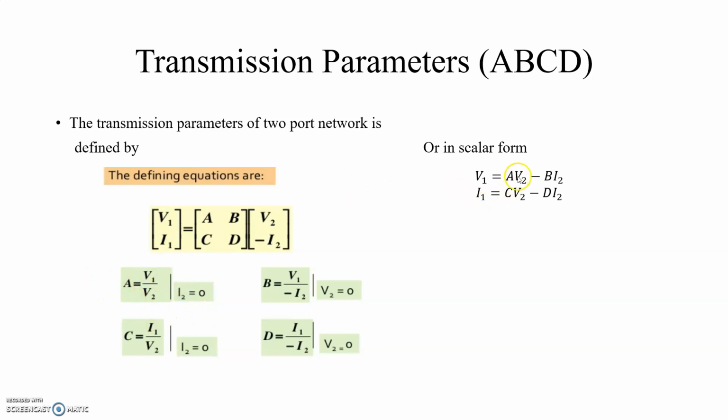Similarly, put V2 equal to 0 in these equations, that means short circuit the output port, so that B is equal to V1 by minus I2. That is called the transfer impedance. D is equal to I1 by minus I2, which is called the reverse current gain. These are all the transmission parameters or ABCD parameters.